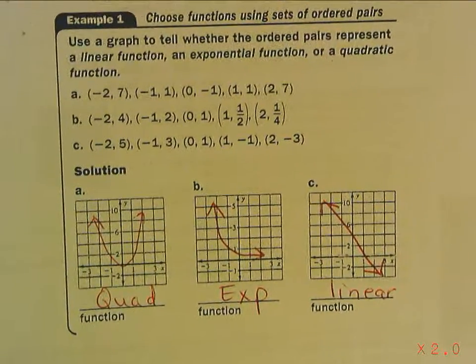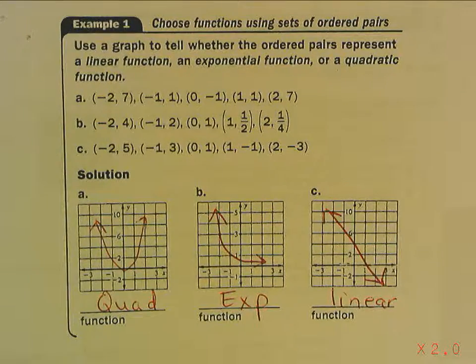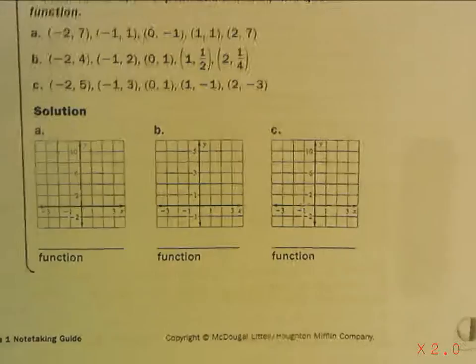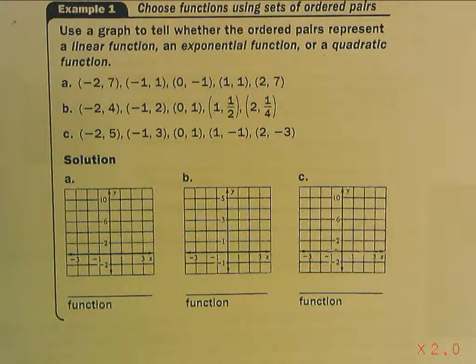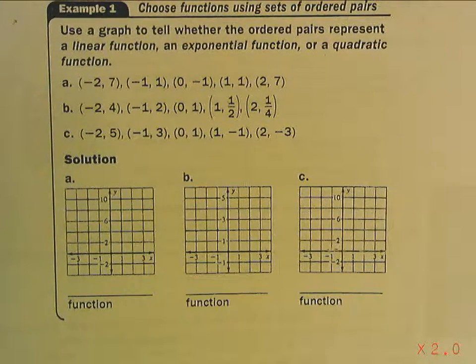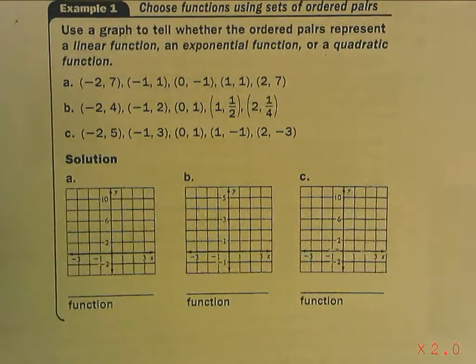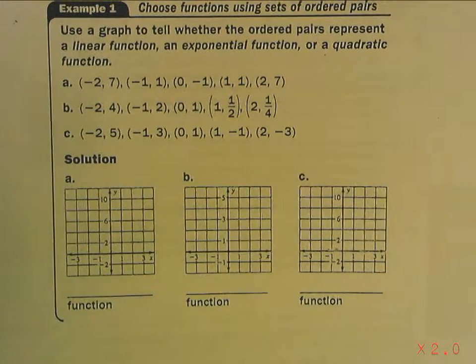One way to identify what these look like is to actually graph them. So on page 48, what I'd like you to do is actually graph the data. And when you're done, turn the video back on and see if you agree with me. By graphing these points, you should be able to determine what type of function it is. So stop the video and graph the points.